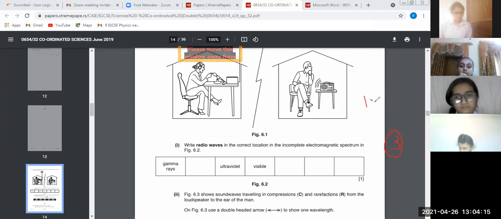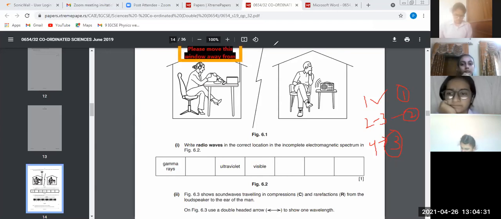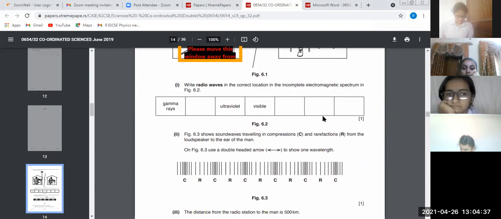If 1 is correct, 1 mark. If 2 correct or 3 correct, 2 marks. If all the 4 blanks are correct, then 3 marks. Done? Or they can say that arrange in the increasing order or the decreasing order. Okay, let's move on with the next question.